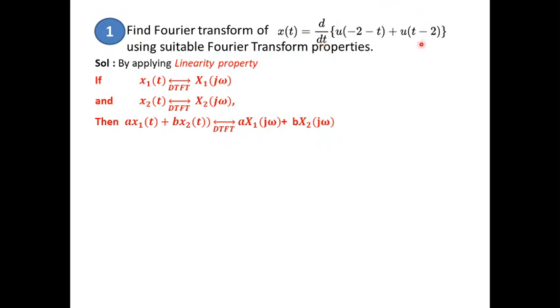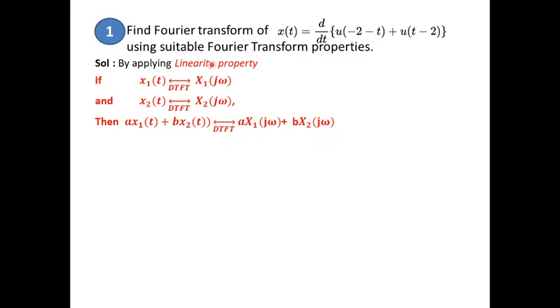And then what else? You have here t minus 2. t minus 2 means it is the time shifting property, so that will also come. And then over here, it is minus t. Minus t means again you will have time reversal. So there is a possibility of using all these properties in this particular problem.